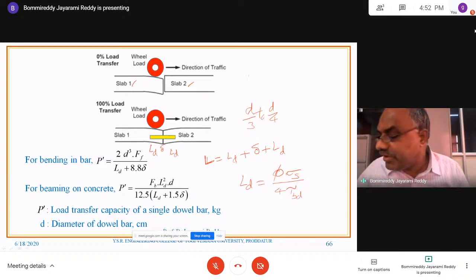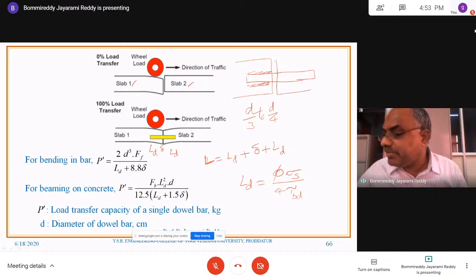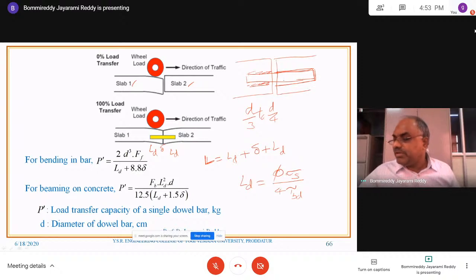So that's what is going to happen. If this is the dowel bar in two slabs, in one slab it is perfectly bonded, and in the other slab there is a gap in between. That means the bar is going to move towards or away from it, so that during the rise or fall of temperature, this is not going to prevent the expansion or contraction of the slab.